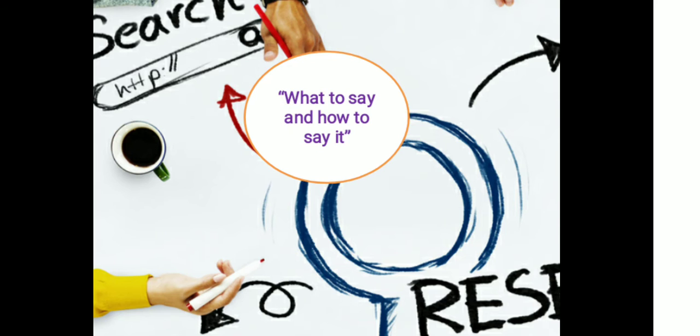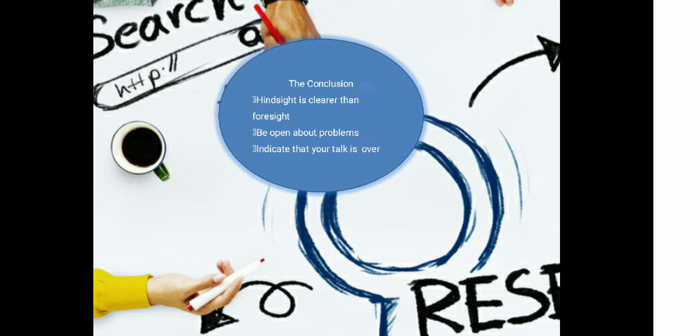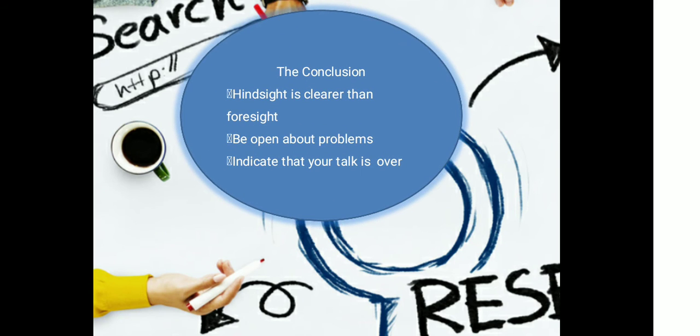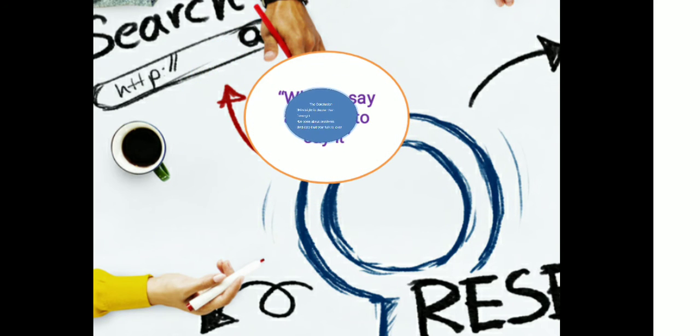And the next one, conclusion. Your aim here is to illustrate the lessons learned in a short, concise manner. Hindsight is clearer than foresight. Be open about problems. Indicate that your talk is over. An acceptable way to do this is to say, "Thank you. Are there any questions?" and others.